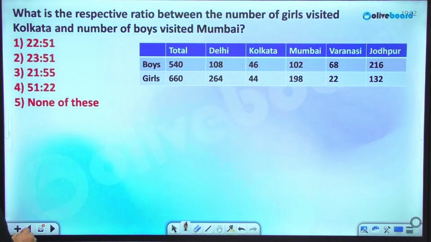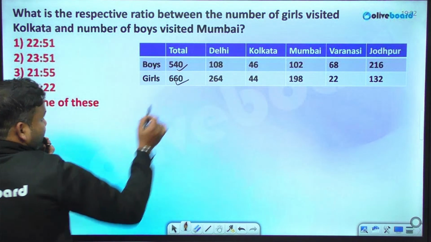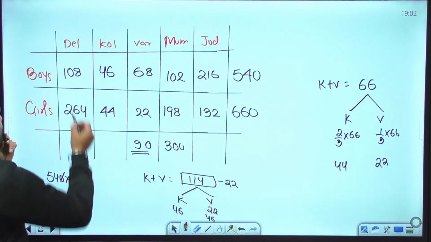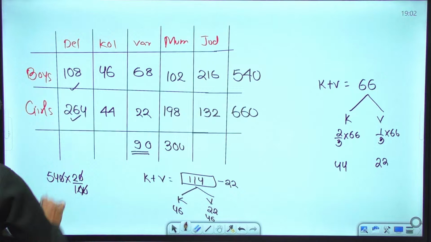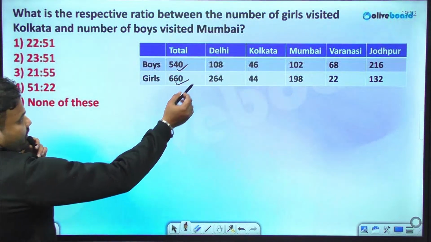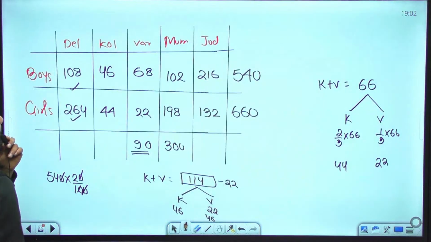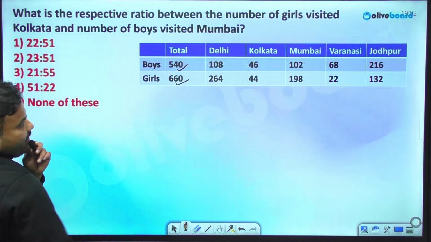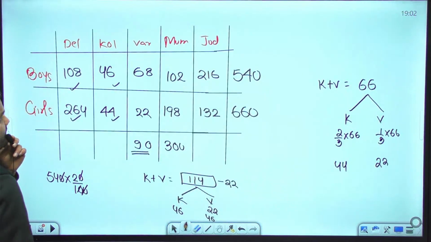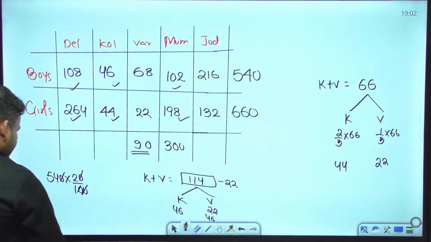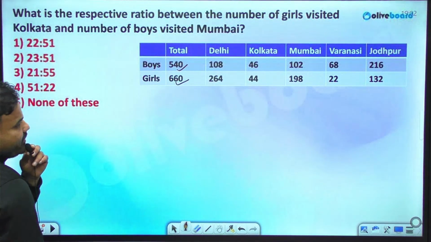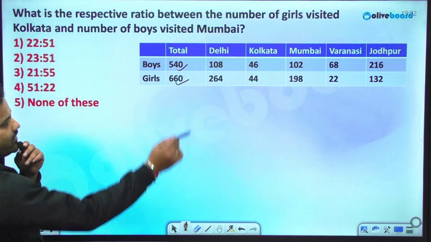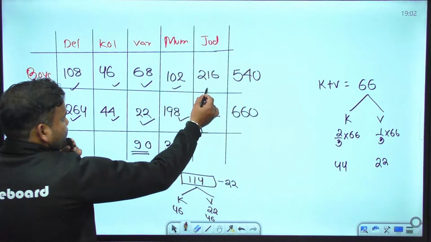Based on this, we have the diagram over here. Let me verify the diagram. 540 boys and 660 girls. Delhi, we have 108 and 264. This is fine. Then we have Kolkata 46 and 44. We are done with it. Mumbai 102 and 198. We are done with it. Then we have 68 and 22 for Varanasi. It is done. Then we have 216 and 132 totals. So we are done with the diagram.